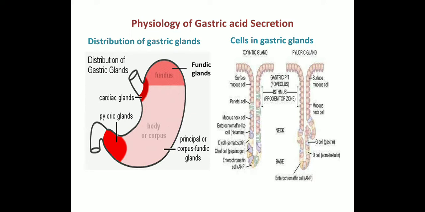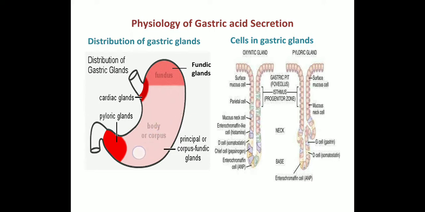So if you see the gross anatomy of the stomach, which is responsible for the production of the acid, it mainly has the part immediately after the esophagus called the cardia, which is the first part of the stomach, followed by the fundus. Next one is the body.